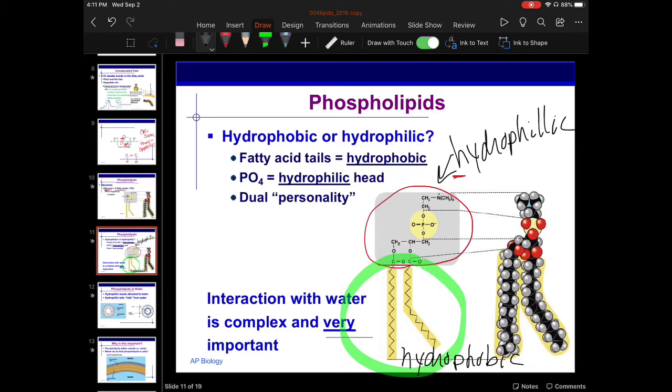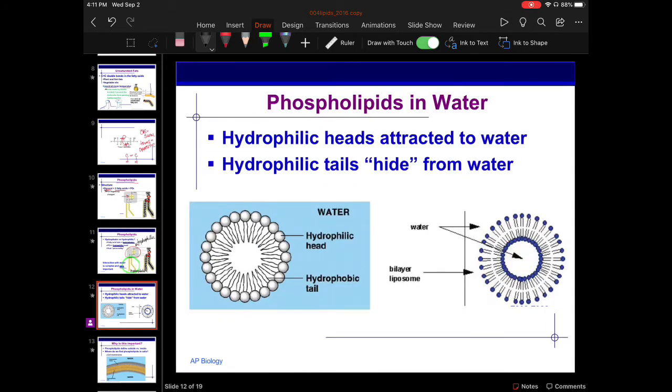Okay, so we say that they have a dual personality. So the way that they orient themselves in cell membranes is very, very important. And it all has to do with the function of its polarity, where it's polar and where it's not polar. Okay, so if we look at this here, that's the hydrophilic head. Those are the two tails of the phospholipid, just drawn very simply.